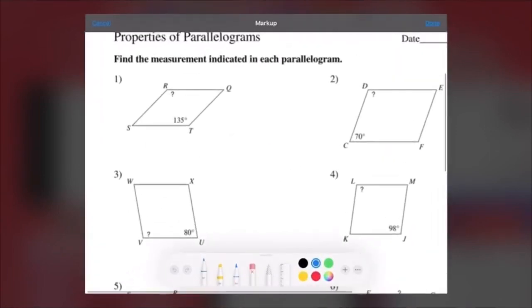So number one, we have to find angle R. It says find the measurement of the indicated part of each parallelogram. So R is right here, and we know that in parallelograms opposite angles are equivalent, so opposite is T. So if T is 135 degrees, then R is also 135 degrees. Okay? That's it. That's all that is.